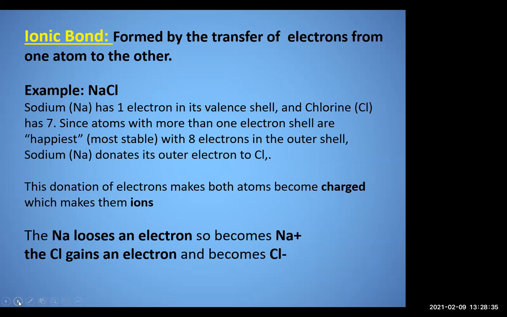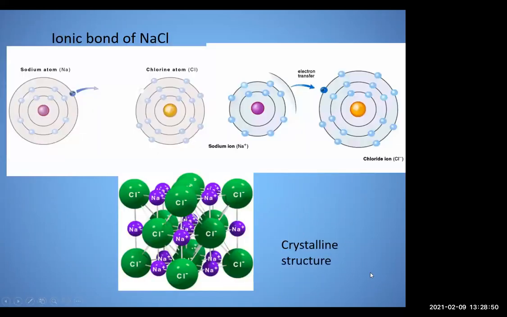Okay. So you might have a question on the first exam about which one gives up its outer electron. So remember that the outer electron comes from the sodium, not from the chlorine. Chlorine is bigger than sodium. It makes a crystalline structure.